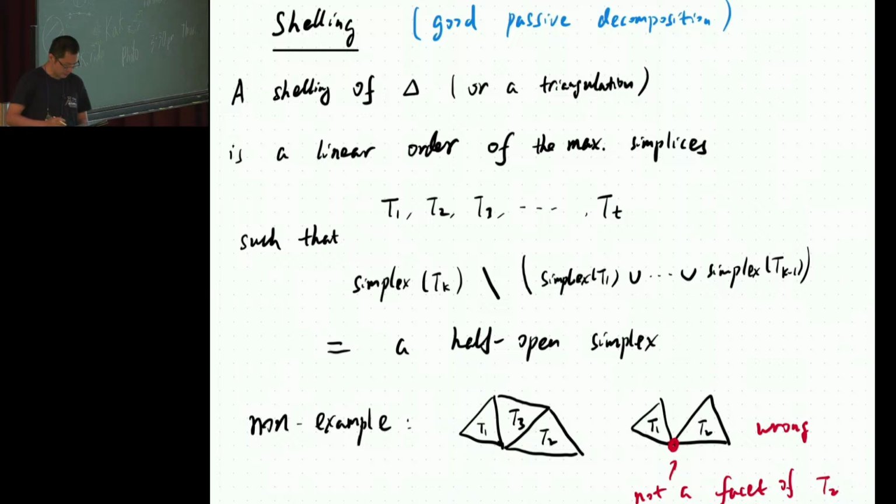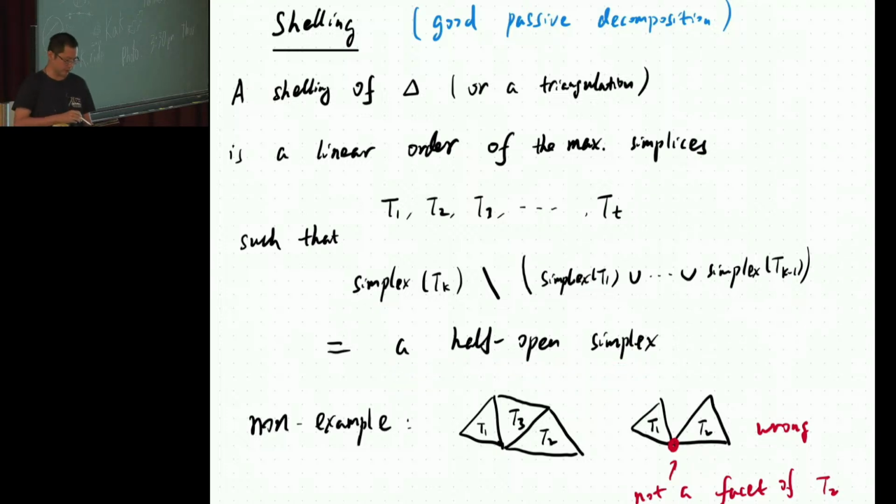Okay. So a way to get a passivity decomposition is to make use of shelling. A shelling of a triangulation or a simplicial complex is a linear order of these maximal simplexes, such that each time you attach these simplexes one by one. So each time you consider the new geometric object, you take one, then you need to subtract the union of the previous ones. If you get a half-open simplex, then this will be a shelling.